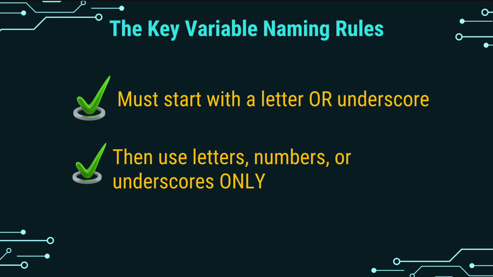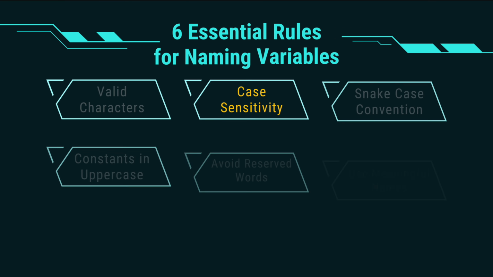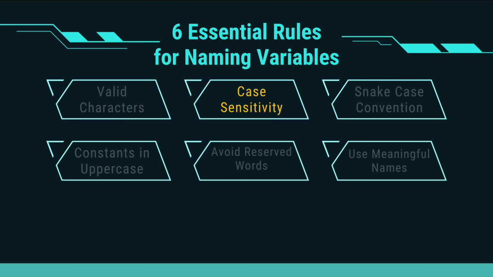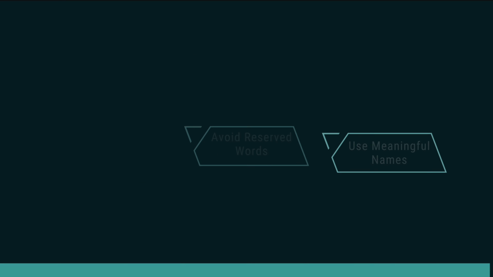Okay, that covers the characters you can use. Our second essential rule is understanding case sensitivity. Python is a case-sensitive language. This means that it treats uppercase and lowercase letters as distinct.